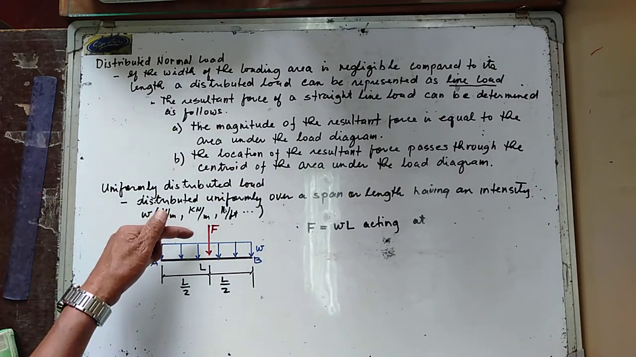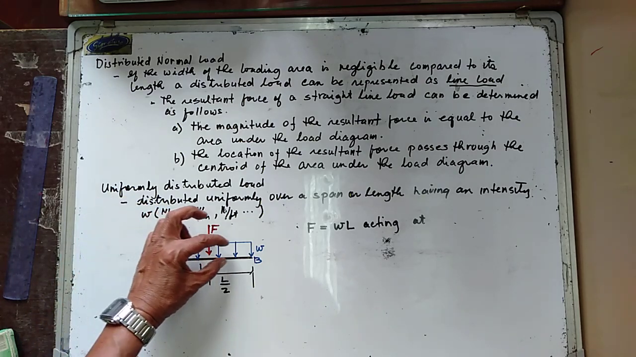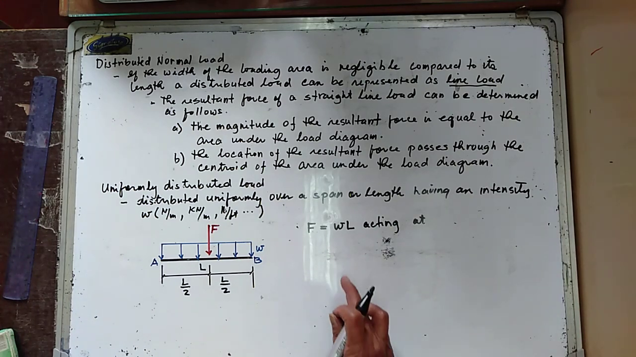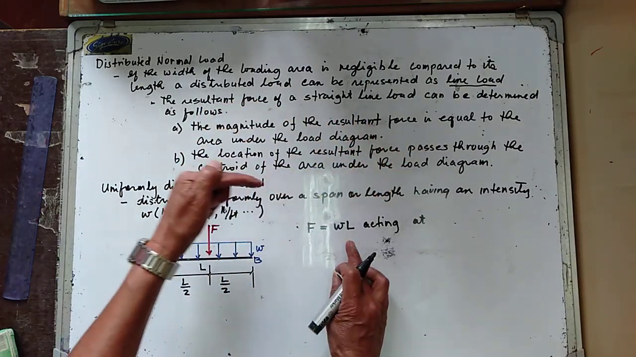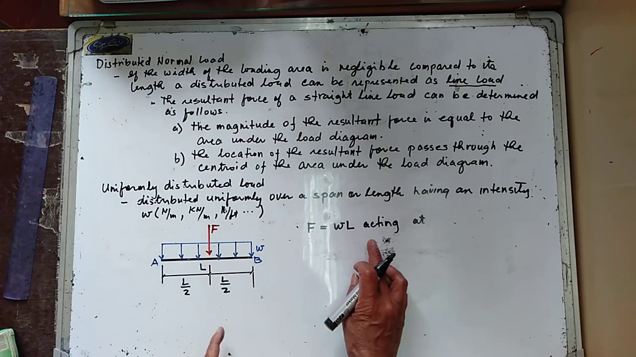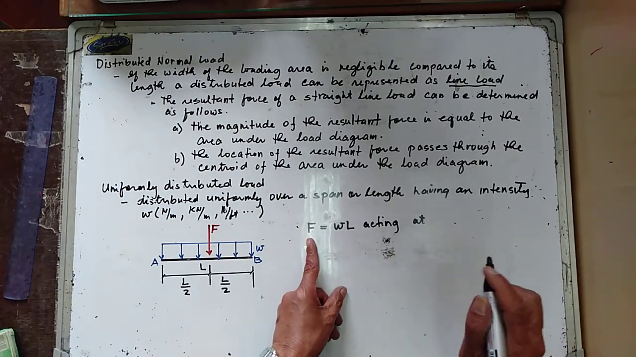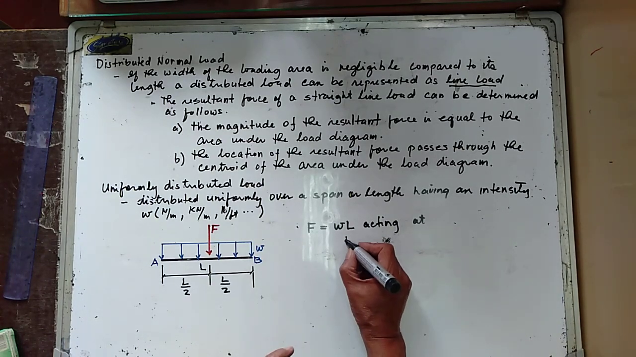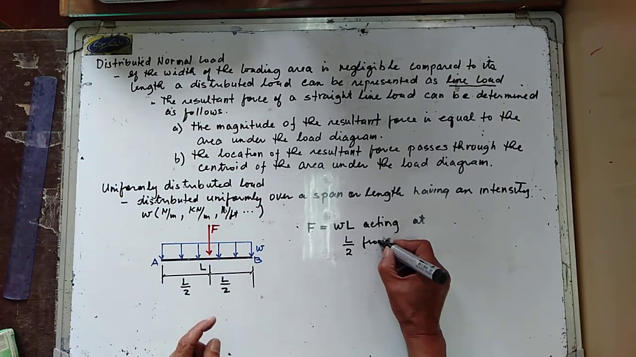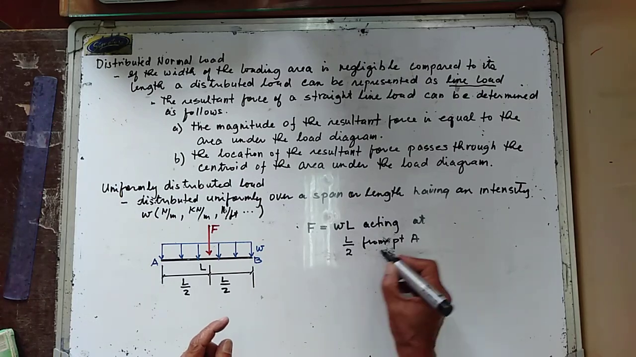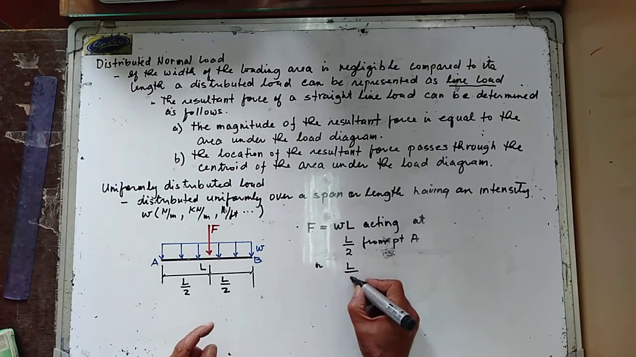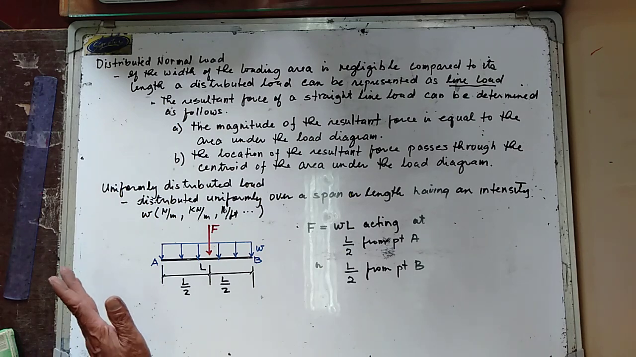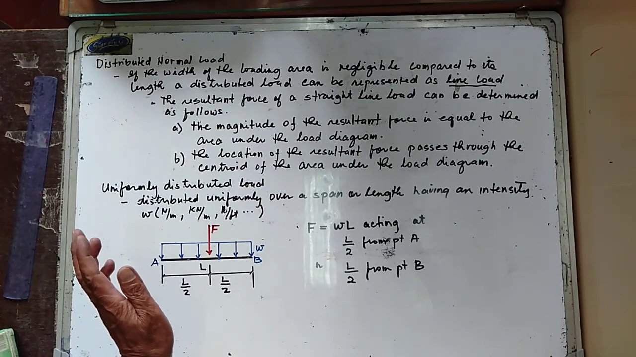Hence the equivalent force or resultant force of this uniformly distributed load is the area under the load diagram, which is wL, and this passes through the centroid of the area under the load diagram. And therefore, your F, the equivalent force, is acting at L over 2 from point A, or also at L over 2 from point B. Okay, so this is your uniformly distributed load.